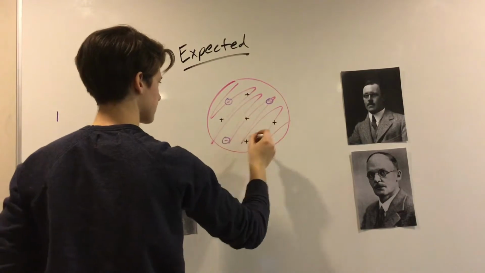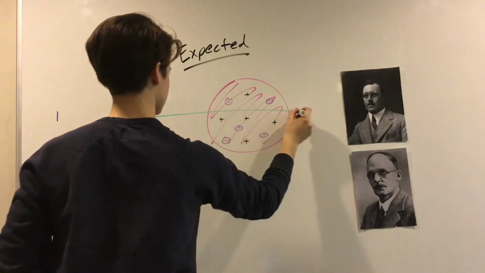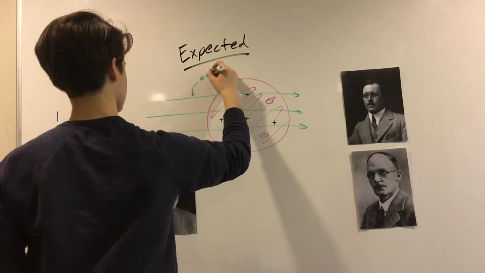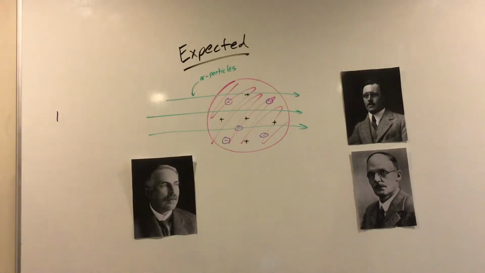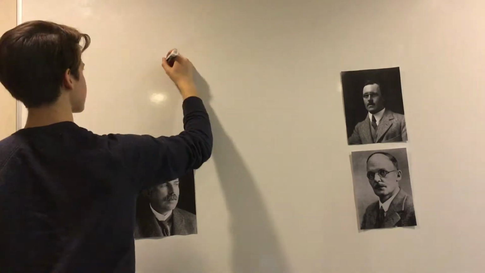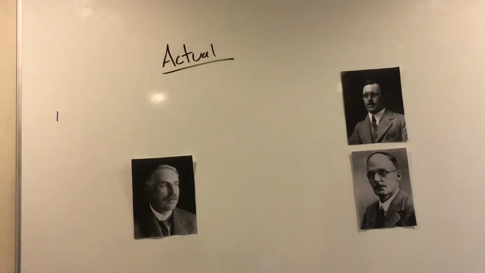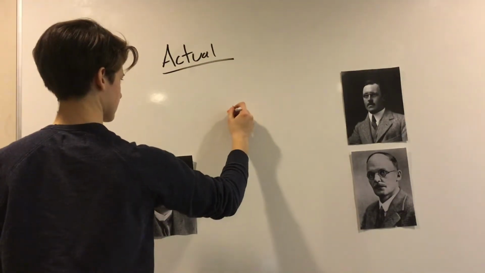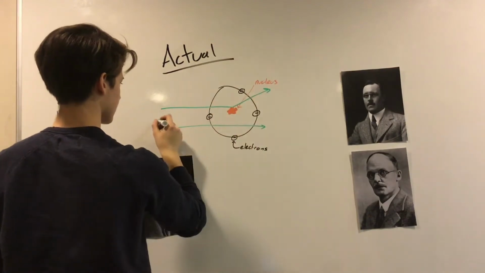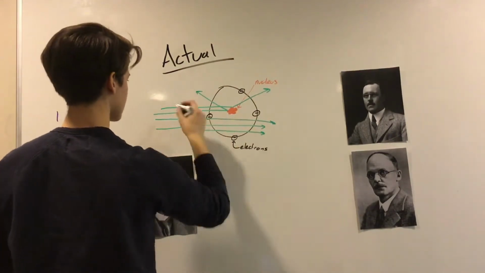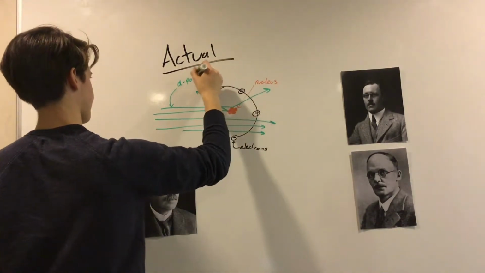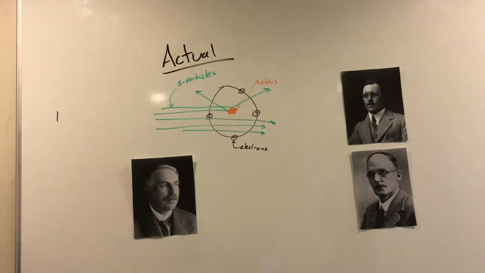According to the plum pudding model, when directed at the metal sheet, the alpha particles should pass through with little alteration in their trajectory, as there was nothing in the atom strong enough to influence them. This is not what happened in the gold foil experiment. While the majority of alpha particles passed cleanly through the sheet, a large amount were scattered in every conceivable direction, including back at the source. In one fell swoop, the gold foil experiment disproved the plum pudding model.